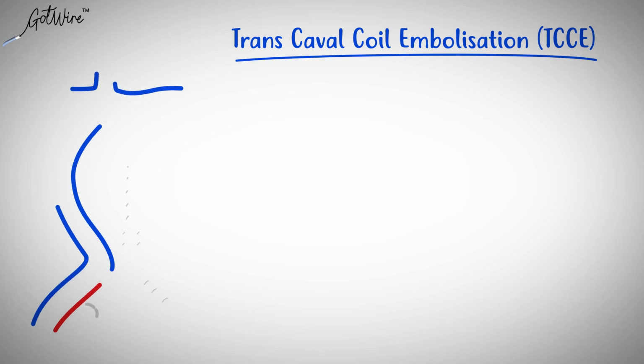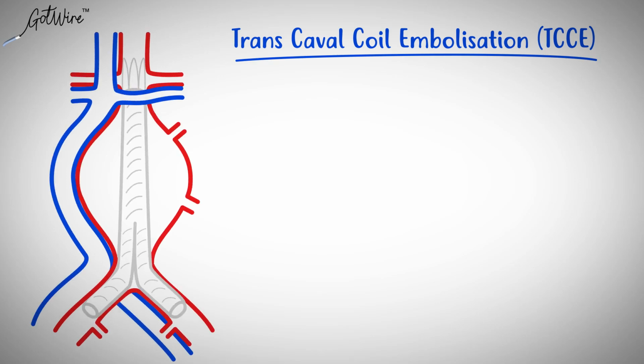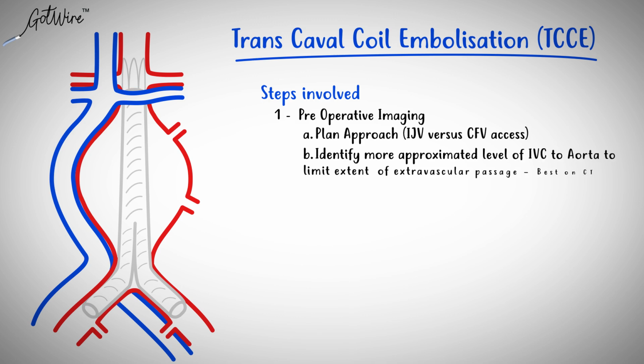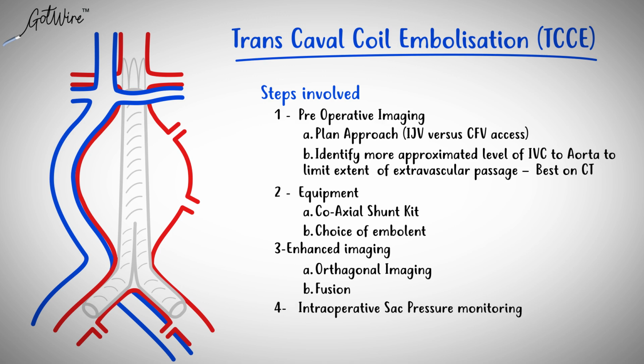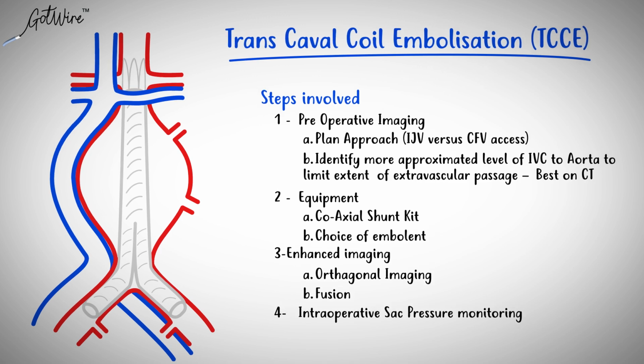This initial technique, described in the literature, involves the use of a TIPS catheter. The described technique requires the following planning steps. 1. Preoperative imaging to plan the approach and access level at which there is the most proximity of the cava to the aortic sac. 2. A coaxial shunt kit and choice of embolant. 3. Orthogonal imaging or fusion, which could potentially be helpful. And 4. Intraoperative sac pressure monitoring.